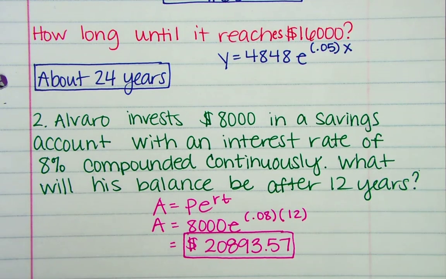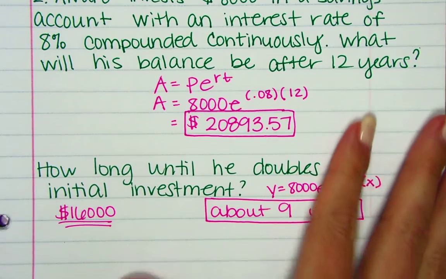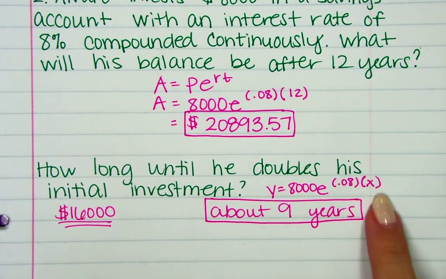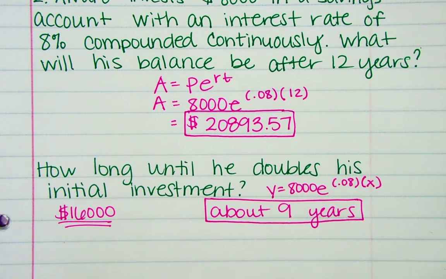No, okay. So he doubled his initial investment. How long did it take him to get to 16,000? I got about 9 years. You've got to put that in y equals. On that one, you've got to put x so that it changes. Don't forget to put the variable. Once I got it down, it was a little more than 16,000 once you got to 9 years. But that's about how long it took him to double it.